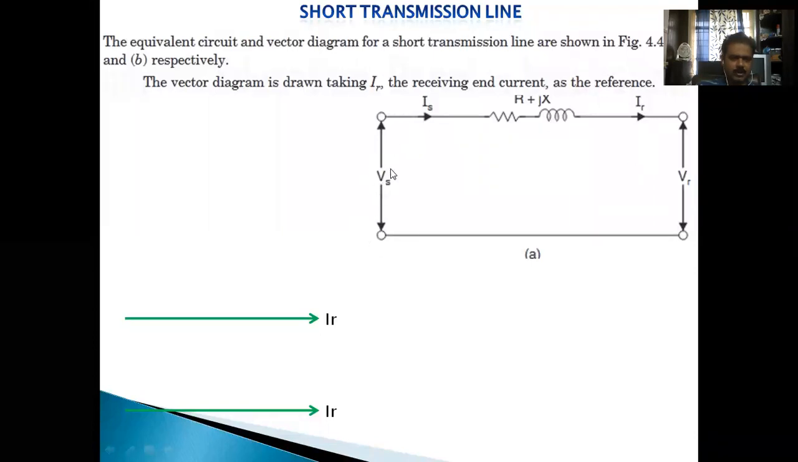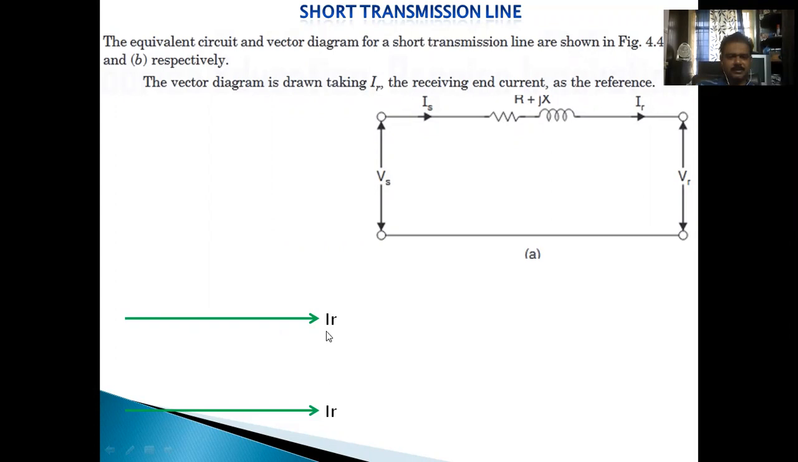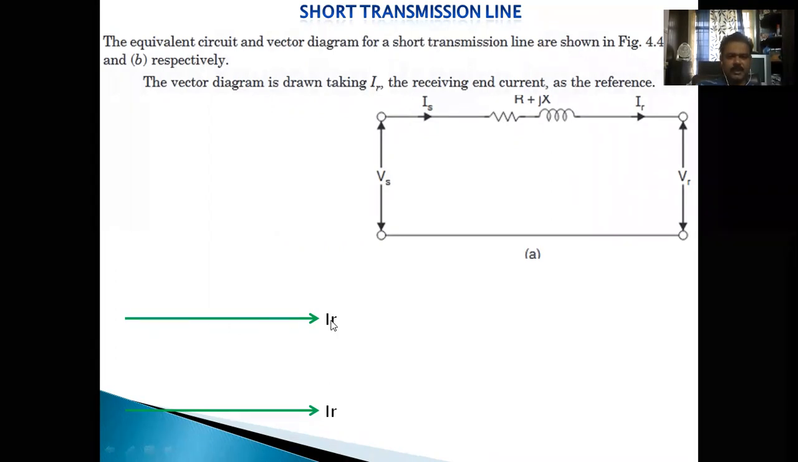If I assume this is a voltage source, and here the load is connected. So the voltage across the load is VR, the receiving end voltage. In between the source and the load, there is a transmission line whose impedance value is R plus jX. Now everything is connected in series. In series elements, we can take the current as the reference. So in this case, I have assumed IR as the reference. The reference current is IR.